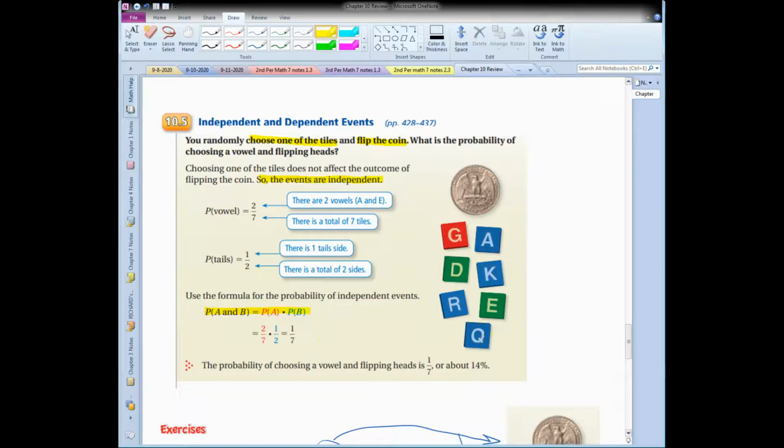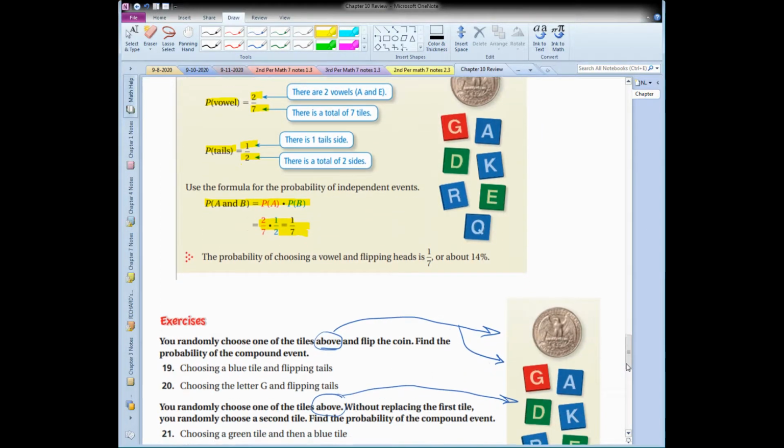Okay. It says the probability that these two events, A and B, of choosing a vowel and flipping tails, are independent. So I can find their probabilities independently, and then I just multiply them together, which you see down here. You get 1/7. All right.